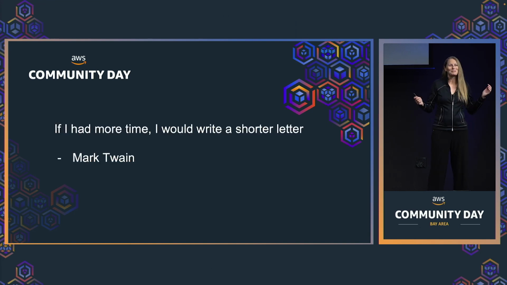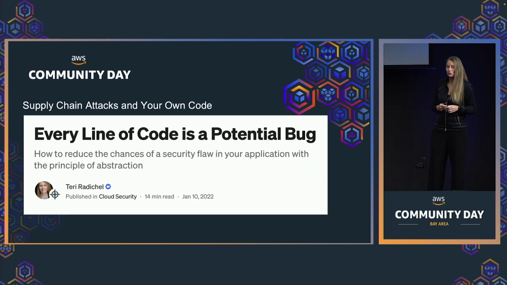If I had more time, I'd write a shorter presentation, or shorter letter. This is the word of Mark Twain, and I think that's true. Every line of code is a potential bug, so can we reduce the lines of code in our application and the things that may be susceptible to errors? For example, you copied the same function in three places, and you need to change it, and you forget to change one of the places.